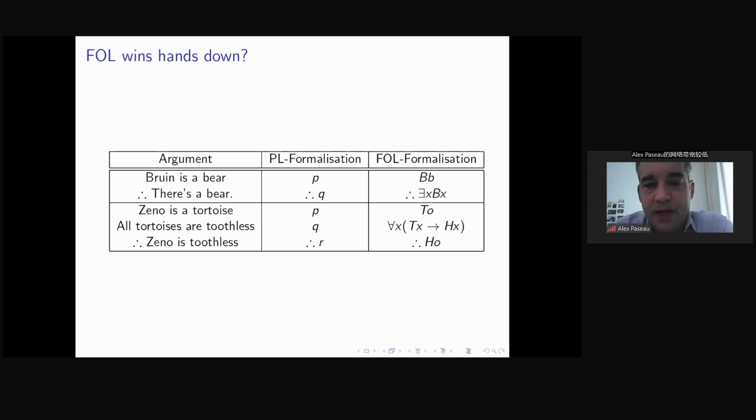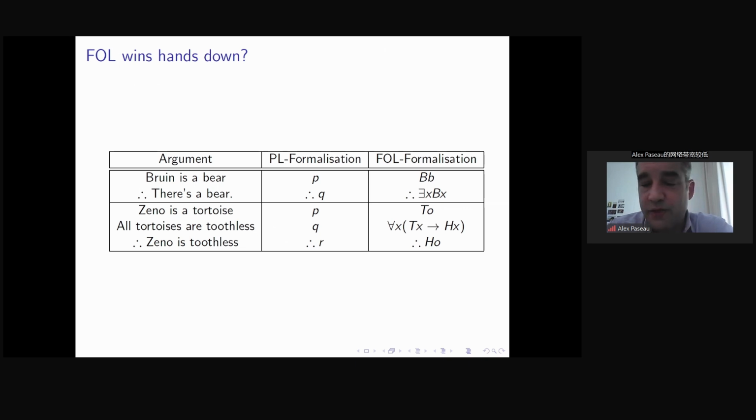Okay, let's have a very simple example. These examples are taken from some logic books, especially the second one, that motivate the move from propositional logic to first order logic. In the left-hand column, we've got some arguments. The first one is: Bruin is a bear, therefore there's a bear. Now, if you formalize that in propositional logic, it looks like you've got P, therefore Q. Whereas if you formalize it in first order logic, you've got B, therefore there's an x such that Bx.